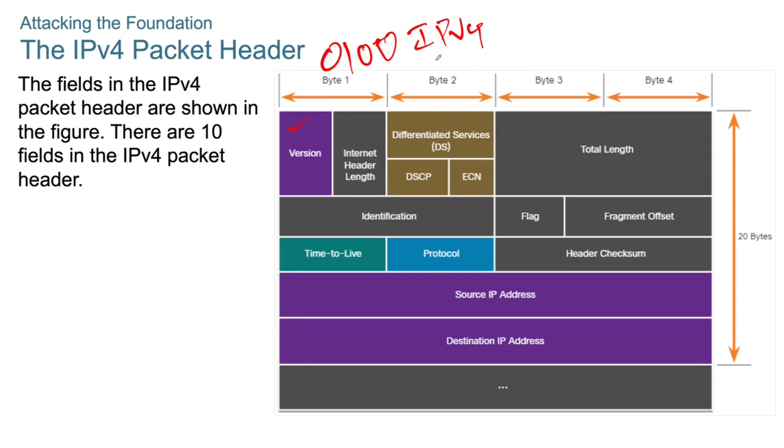The second field is the internet header length field. This is also a 4-bit field containing the length of the IP header. The minimum length of the IP header is 20 bytes, and the maximum depends upon how much load the packet is carrying from source to destination.